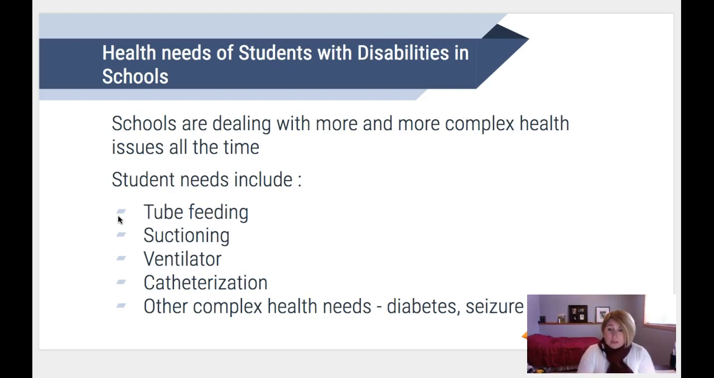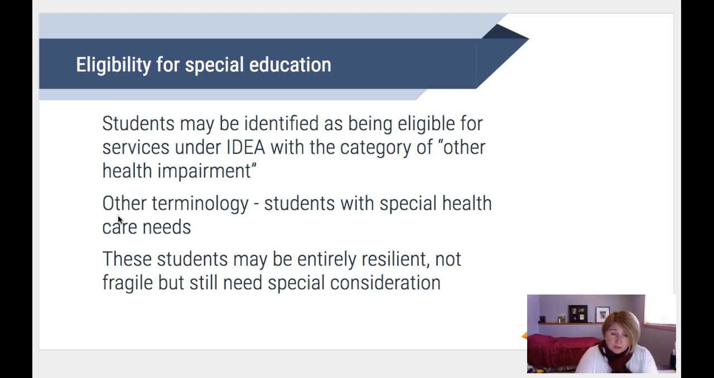These are just a few examples. It could be tube feeding, it could be suctioning, it could be the ventilator, it could be students that need to be catheterized, and other needs like diabetes and seizure disorders. These are not rare at all. These are very common disabilities to see in public school settings. And so knowing that we have students who come into our setting who have either compromised health care or just simply have an existing healthcare need, as a school, you have to be responsive to that.